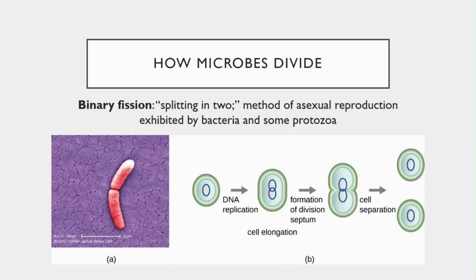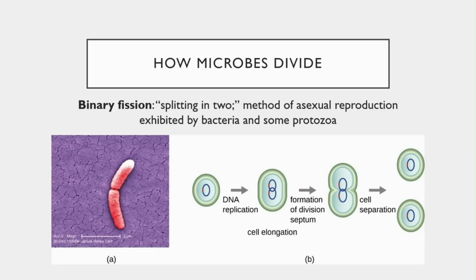So let's take a look at what replication looks like for a bacterial cell. Bacterial cells replicate through binary fission, which is the splitting into two cells. The cell will need to replicate different components of the cell, like DNA replication. Next, the cell will elongate. So a coccus cell will become more ovoid in shape. A bacillus cell will become more elongated.